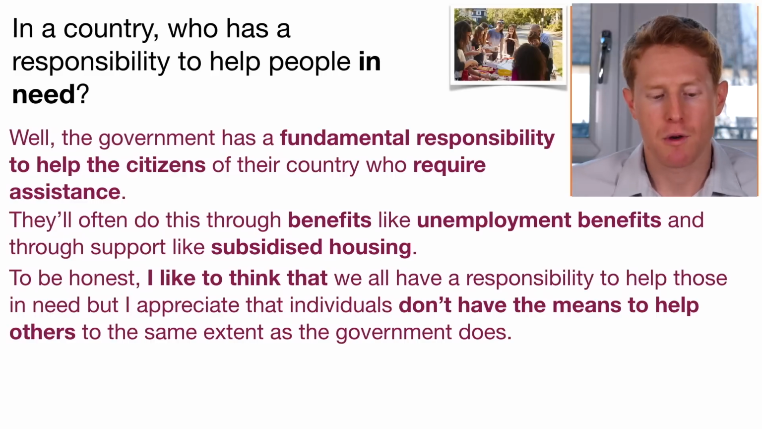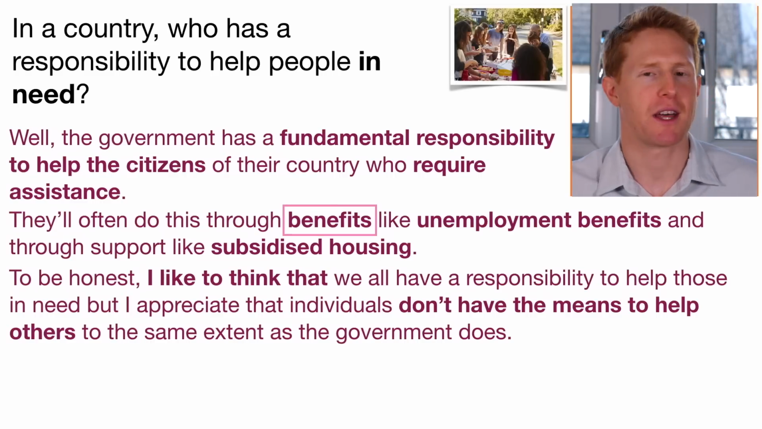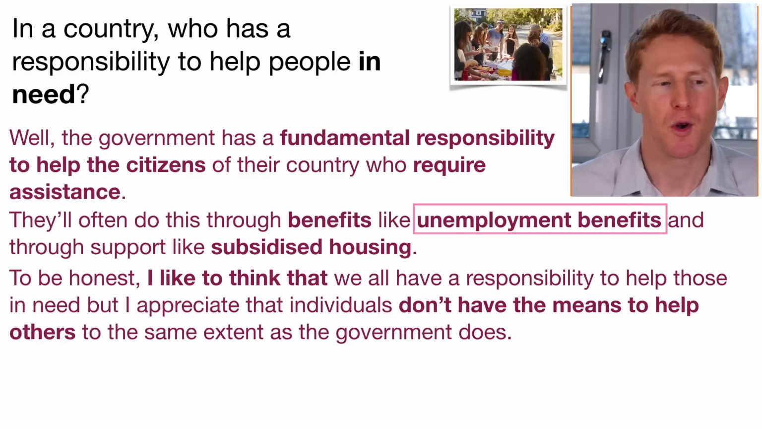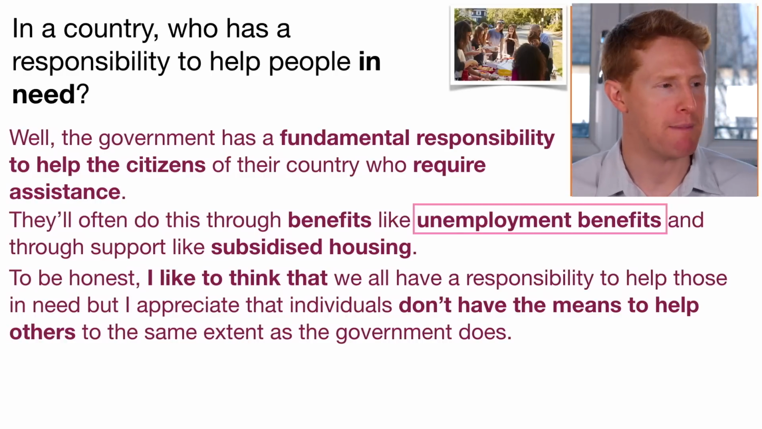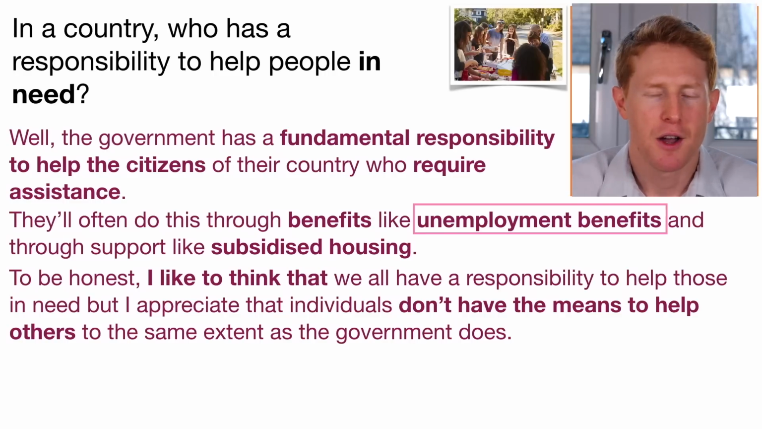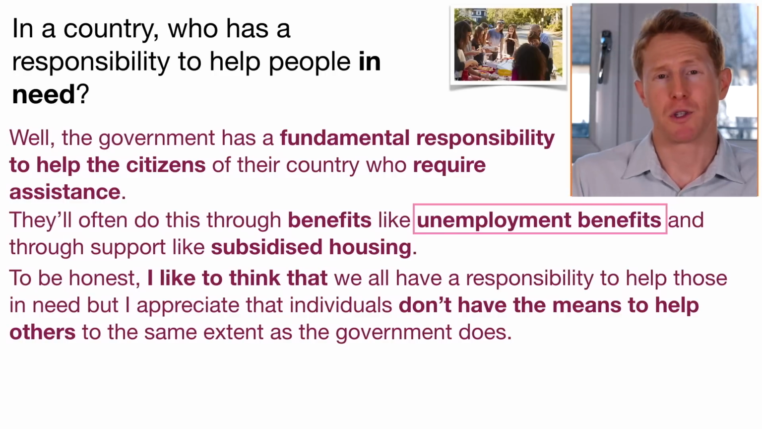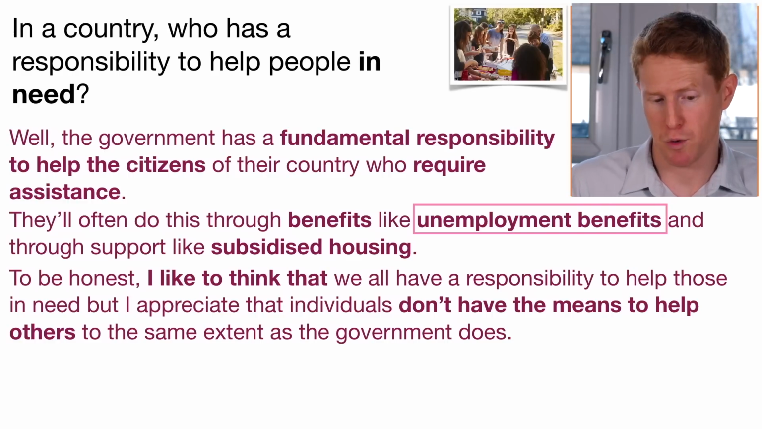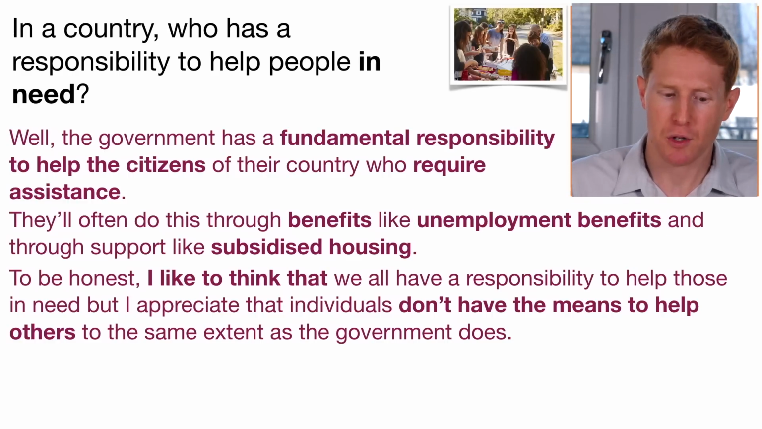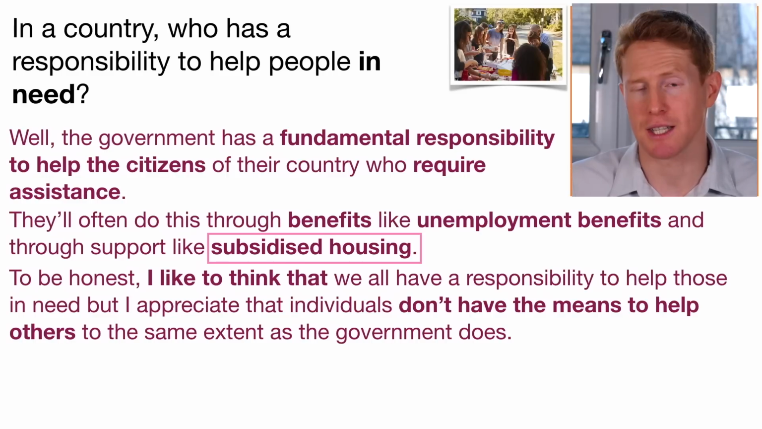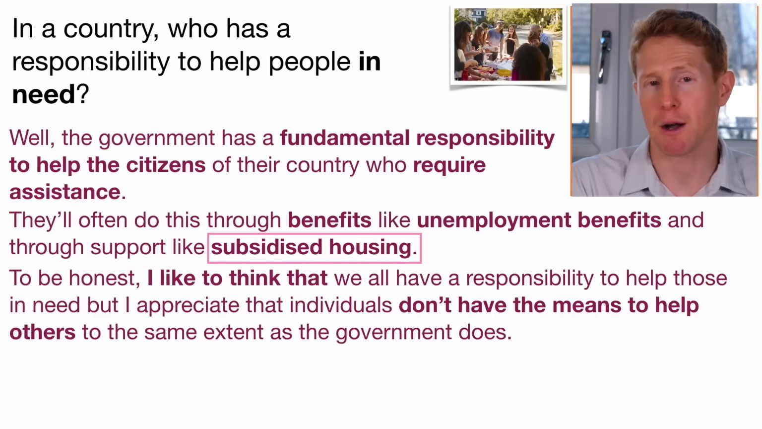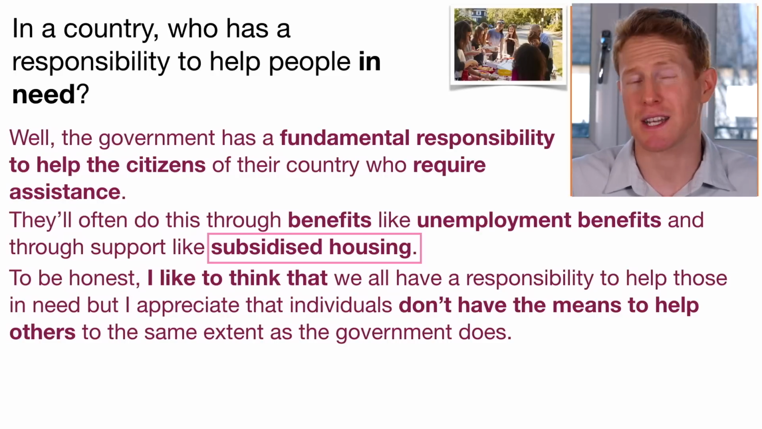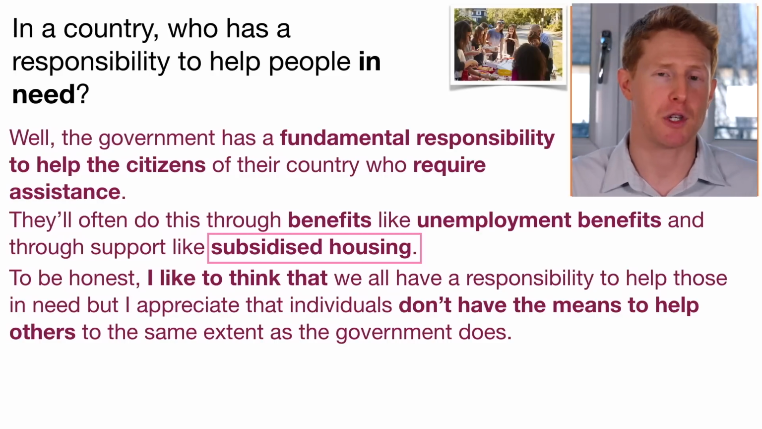They'll often do this through benefits. So benefits are things like, here, unemployment benefits or housing benefits, or maybe there will be benefits like food vouchers, which allow people to use these vouchers to go to a supermarket and receive discounted or free food. So these are different benefits, and we can also have subsidies, which is when the government pay a proportion of something. So if you have housing or subsidized housing, it means the government are paying for your housing.